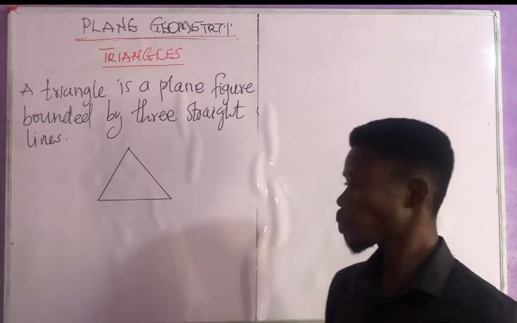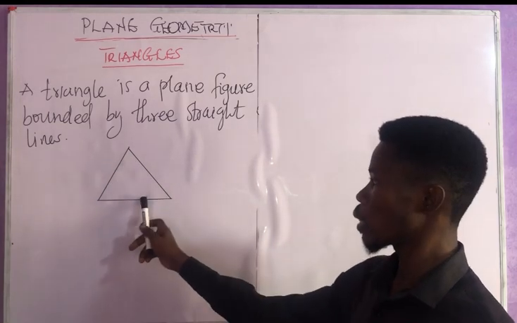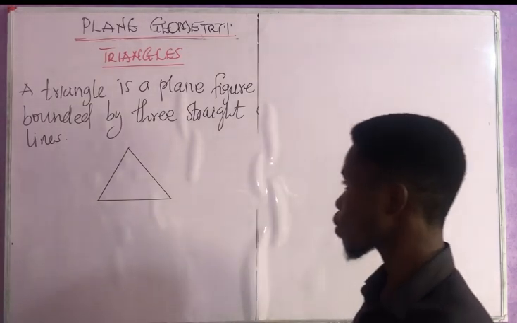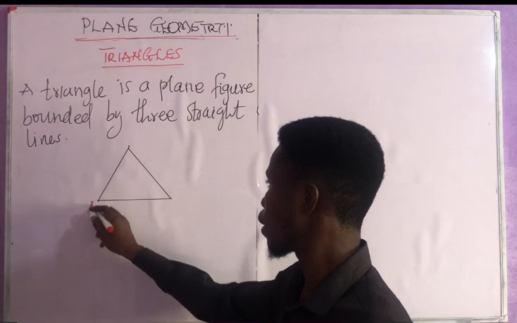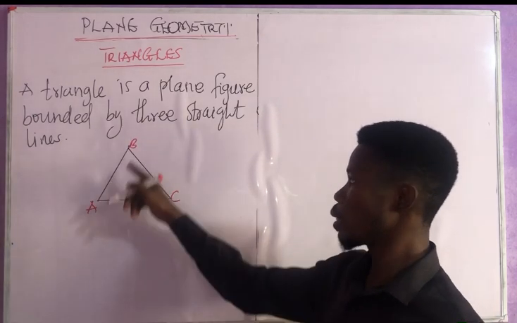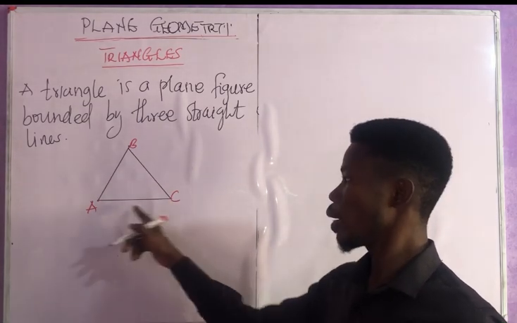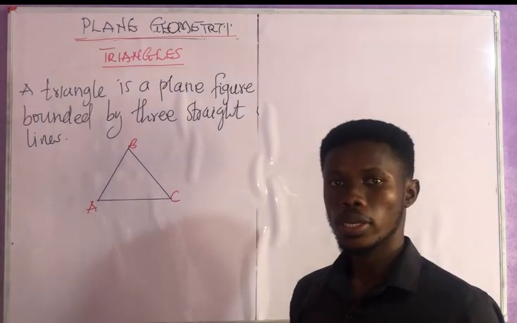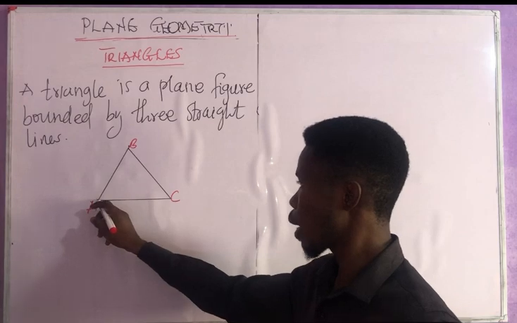This is a triangle, and we are saying that this thing is a triangle because it is bounded by 3 lines. You can see from here to this side. Let's say here is A, B, and C. AB is a line, BC is another line, that is 2, and AC is also another line, 3. So they are bounded with what? 3 lines.